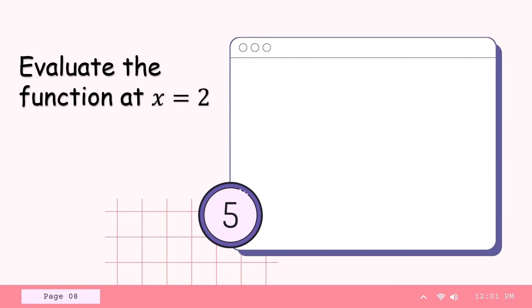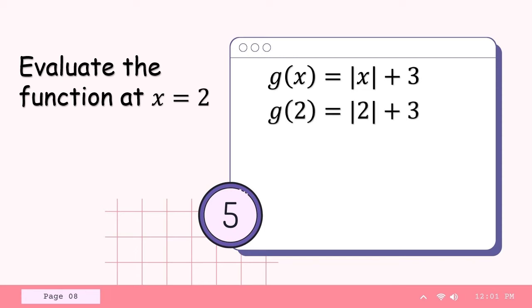Evaluate the function at x is equal to 2. g of x is equal to the absolute value of x plus 3. It will become g of 2 is equal to the absolute value of 2 plus 3. The absolute value of 2 is 2, so it will become 2 plus 3. And 2 plus 3 is equal to 5. That means g of 2 is equal to 5.